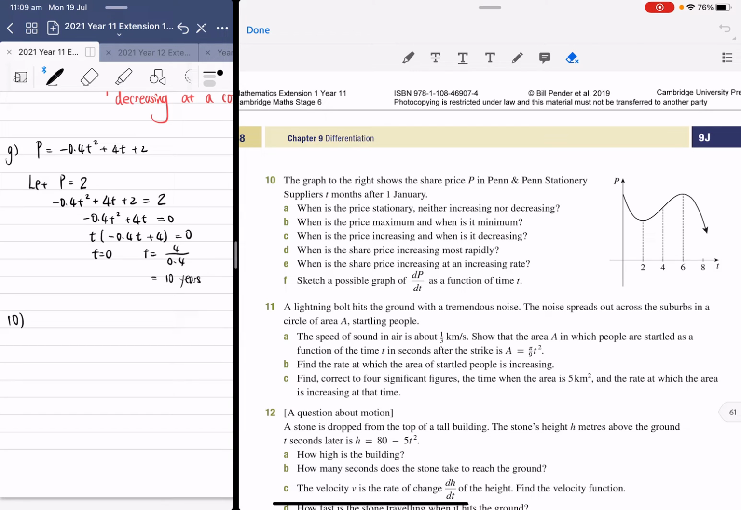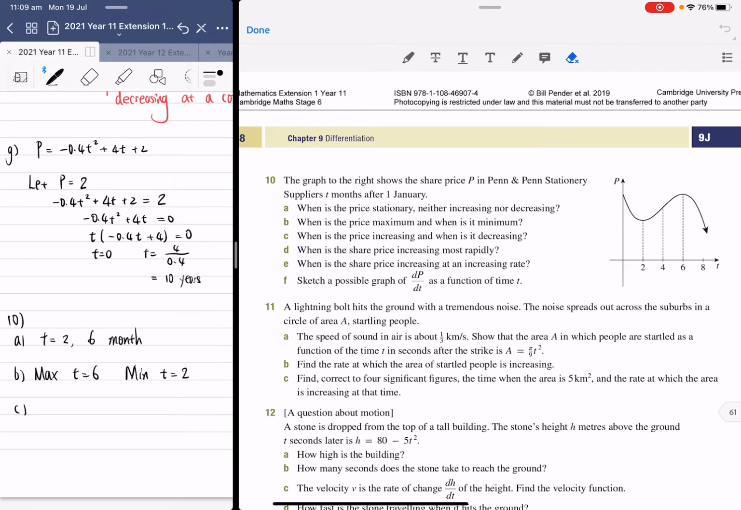Not increasing or decreasing? Stationary means the turning point. We've got 2 turning points here. So let's just read from the graph. When t equals 2 and when t equals 6. Okay, and that's months. Question B. When is the share price maximum and when is it minimum? The share price is maximum when t is equal to 6, minimum when t is equal to 2. That's pretty simple as well.